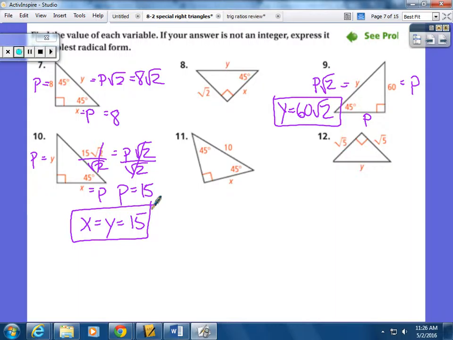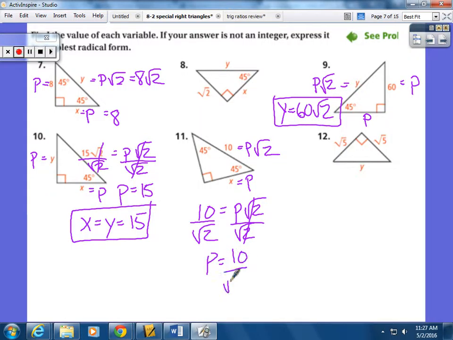And number 11. So this is the hypotenuse, so it's p root 2. This is a leg, so it's p. So now I have to solve, just like that last example we did earlier, for p. Divide by square root of 2. And I have p equals 10 divided by square root of 2. And when you simplify that, rationalize the denominator, you should get 5 square root of 2. So that means x equals 5 square root of 2.